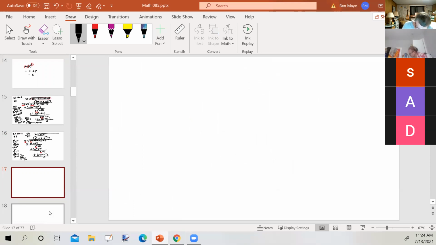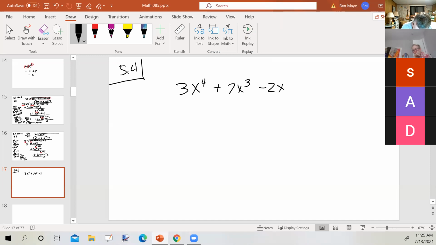Okay, so this is section 5.4, and it was called polynomials. And the biggest mistake that students make involves the degree of a polynomial. So let's see here. Let's say we've got 3x to the 4th plus 7x cubed minus 2x plus 143.